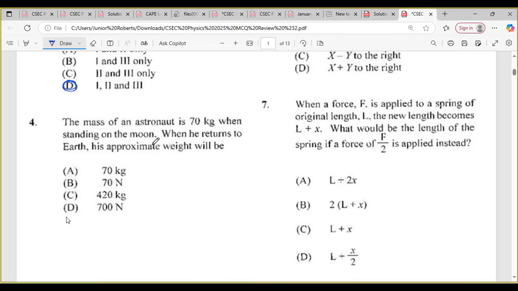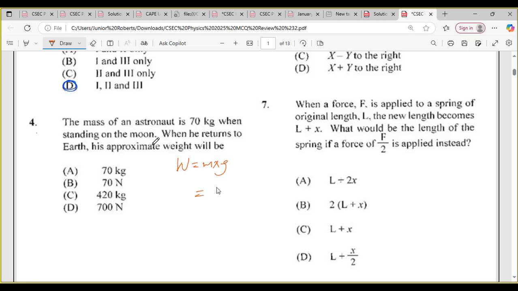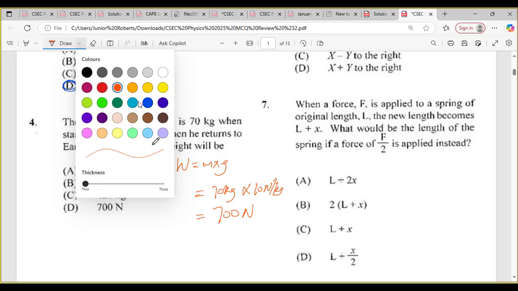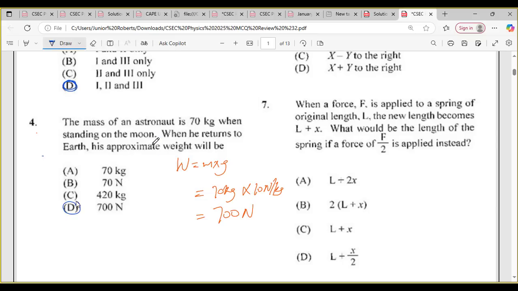Number 4 now says that the mass of an astronaut is 70 kilograms when standing on the moon. When he returns to the Earth, his approximate weight will be. For this question, we must be able to recall that weight is equal to the mass multiplied by the gravitational field strength. The mass of the man is 70 kilograms. Gravitational field strength of the Earth is 10 newtons per kilogram. Multiplying these two together, we're going to get 700 newtons. So, number 4 then would be D.